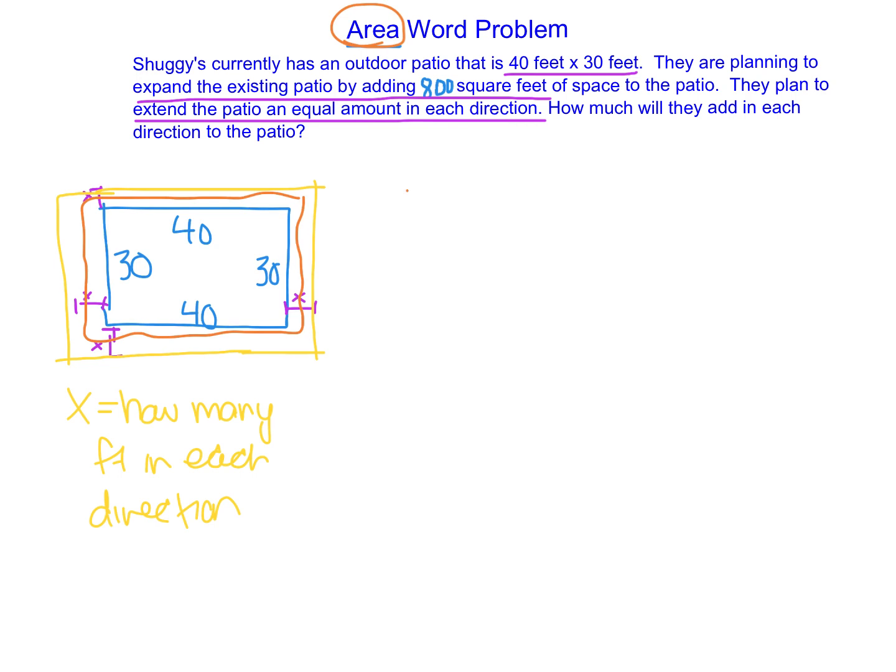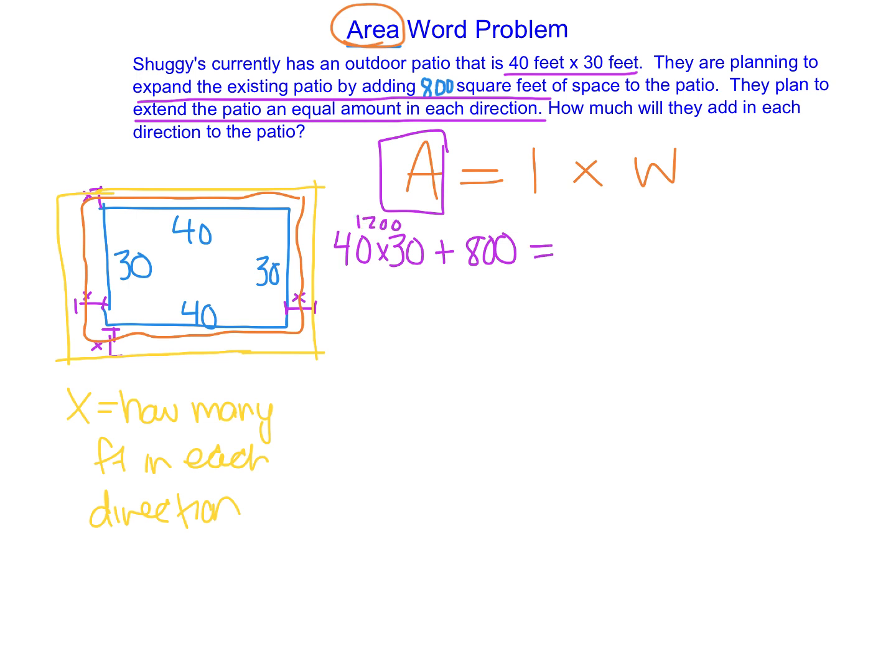So let's start by creating our area equation, because area of a rectangle is simply length times width. And let's fill in what we know about the area total, and then let's fill in what we know about the length and the width. So first, I know that my total area is going to be represented by whatever 40 times 30 is, plus the additional 800 that I'm going to add on. So 40 times 30 is 1,200.